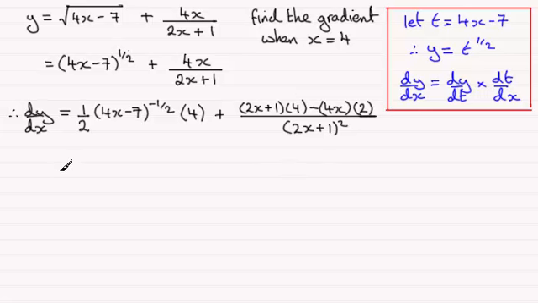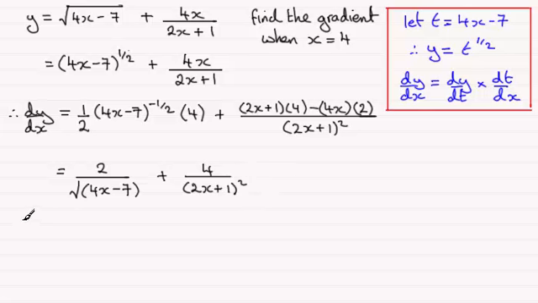So cleaning this up, we've got half of 4, which is 2. And that's going to be all divided by, because we've got a negative power here, 4x minus 7 to the power minus half. Remember, it is 1 over the square root of 4x minus 7. So multiplying it with the 2 just gives us 2 over the square root then of 4x minus 7. And then we've got plus, and I can see that if we multiply this out, we're going to get 8x plus 4, and then we've got minus 8x. So we're just left with 4 on the top, all divided by 2x plus 1 all squared.